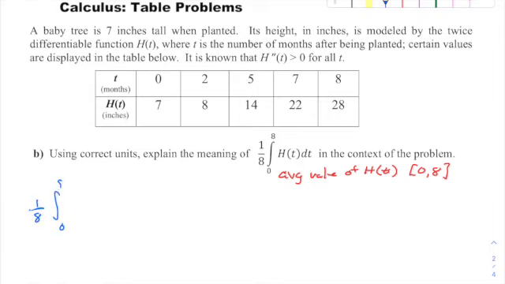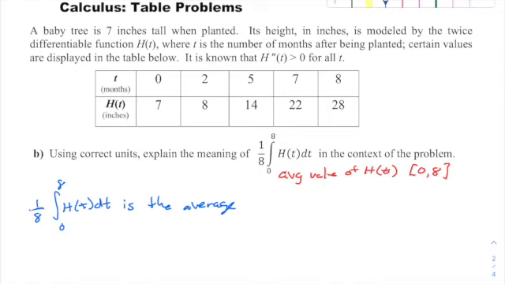So 1/8 of the definite integral from 0 to 8 of h of t dt is the average, and that word has to definitely be included, but rather than saying the average value of h of t, just use the units of h of t. What does h of t represent?